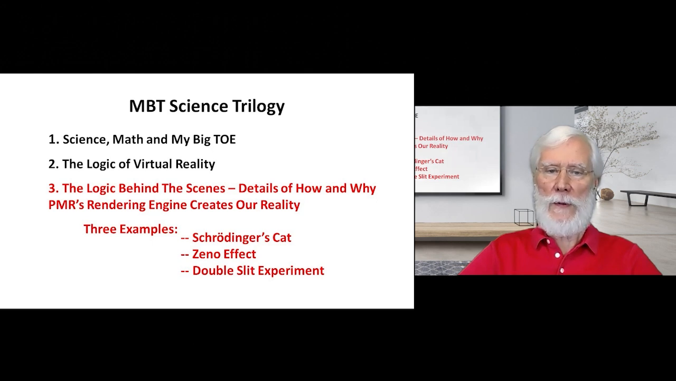And I'm going to do that with three examples. One's going to be Schrödinger's cat, the other is going to be the Zeno Effect, and the last one will be the double slit experiment. Okay, well, let's get going.